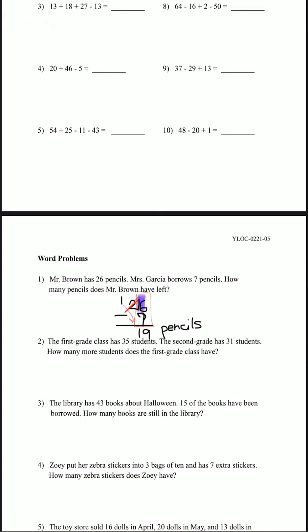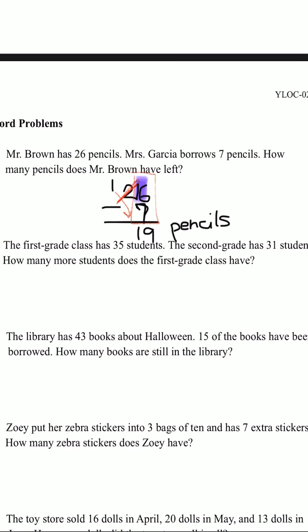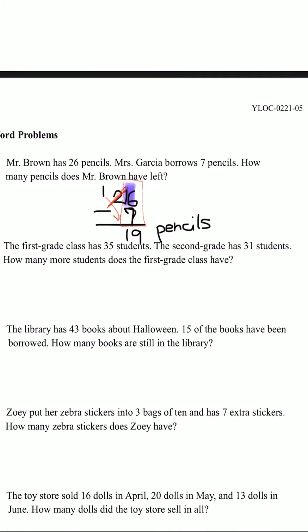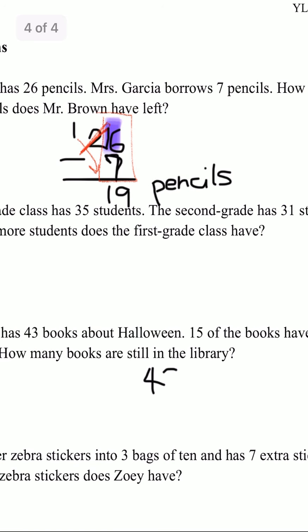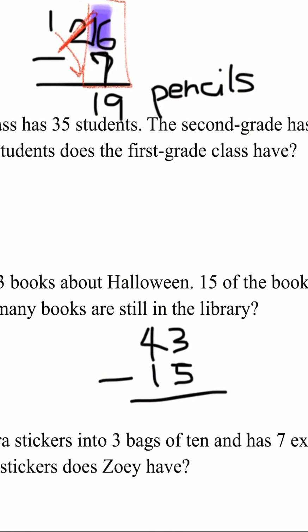Let's try one more. The library, number 3, the library has 43 books about Halloween. 15 of the books have been borrowed. How many books are still in the library? We're going to do 43 minus 15 because 15 were borrowed. Now 3 is smaller than 5, so we're going to borrow 1 ten from the tens place. That's going to be 3 because we subtract 1, and we added 10 to 3, which is going to be 13. Now, 13 minus 5, that's going to be 8.